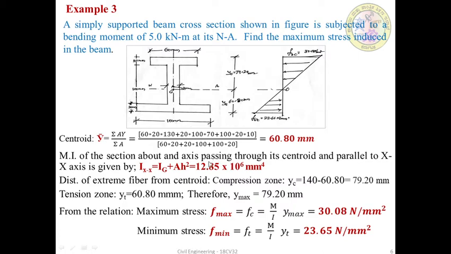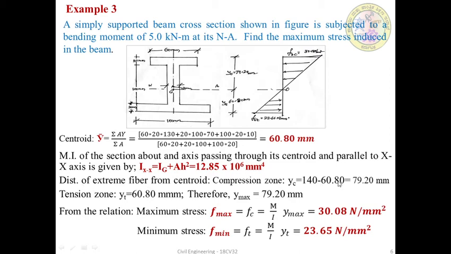After substituting all the values, I get that the moment of inertia is 12.85 into 10 to the power of 6 millimeter to the power 4. Here Ig is nothing but the moment of inertia of the individual rectangles about their centroid, plus area and distance of the individual centroid from the neutral axis. h stands for the distance of the individual centroids of the rectangles with respect to the neutral axis. After substituting all this, I got that the moment of inertia about the neutral axis is 12.85 into 10 to the power of 6 millimeter to the power 4.